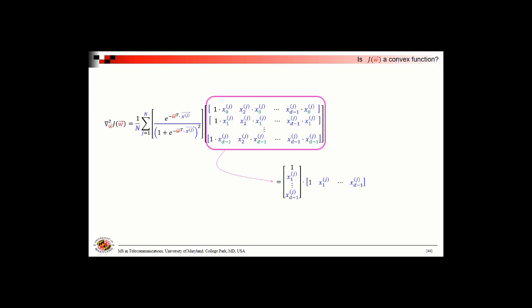But notice what characteristic that matrix has. This matrix is simply the feature vector multiplied by its own transpose. In other words, that matrix is equal to x for instance j times x for instance j transpose. This allows us to simplify things significantly.